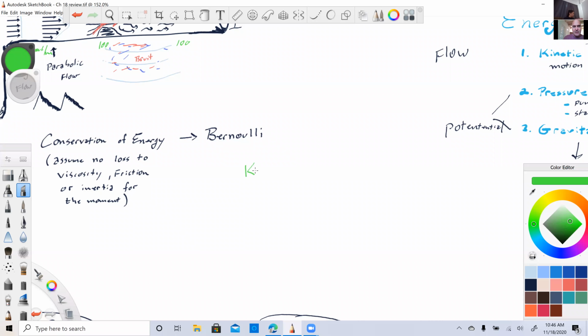If your kinetic energy goes up, energy of motion goes up, then something has to come from somewhere else, and pressure simply must go down.